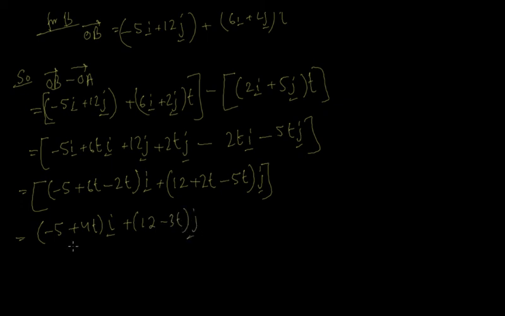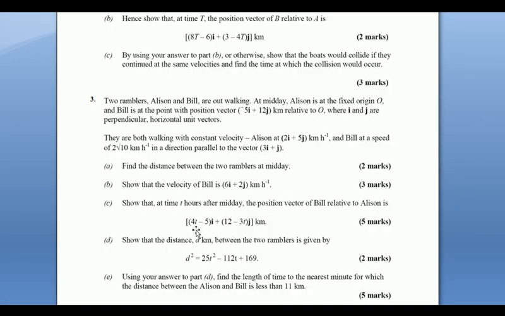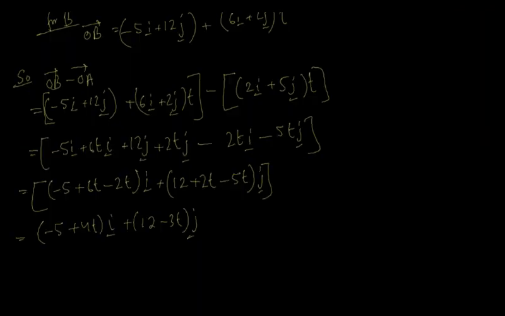So this is what we get when we simplify it. Let me check: is it minus 5 plus 4t? Yes, minus 5 plus 4t, and 12 minus 3t. So this is correct. We can write this as 4t minus 5, no problem at all.